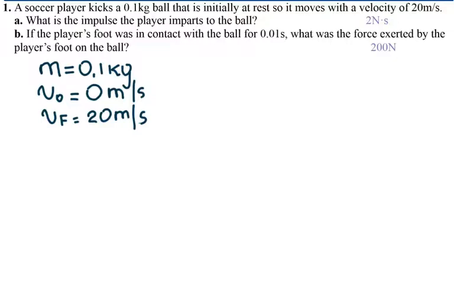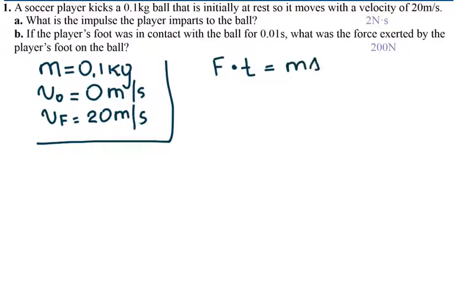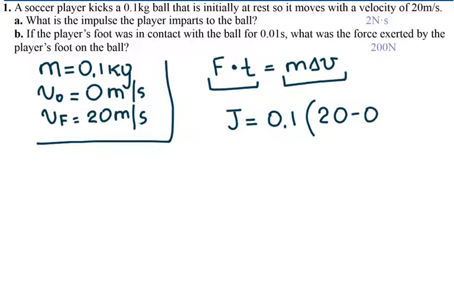What is the impulse the player imparts to the ball? If I'm looking for the impulse, I'm going to write the formula right away. Force times the time is equal to mass times change of the velocity. This is impulse, but no force or time is given. What they give you is the mass times change of the velocity. So the impulse is equal to the mass, 0.1, times change, which means final minus initial, final velocity minus initial velocity. That gives you 2 newton seconds.